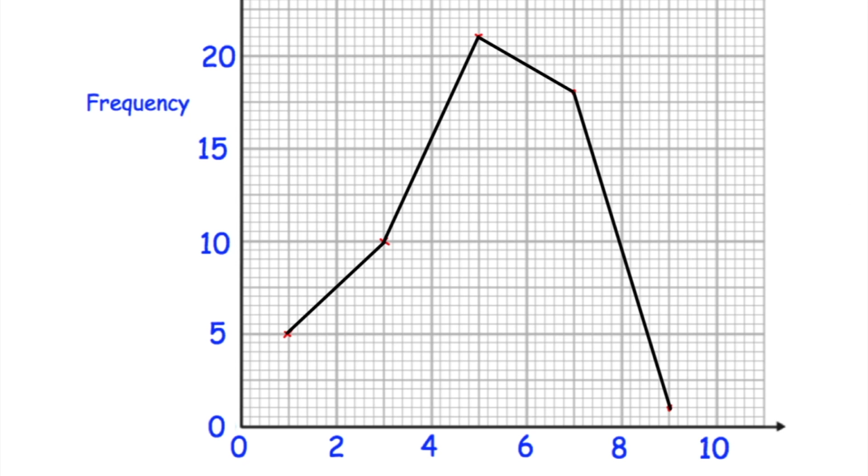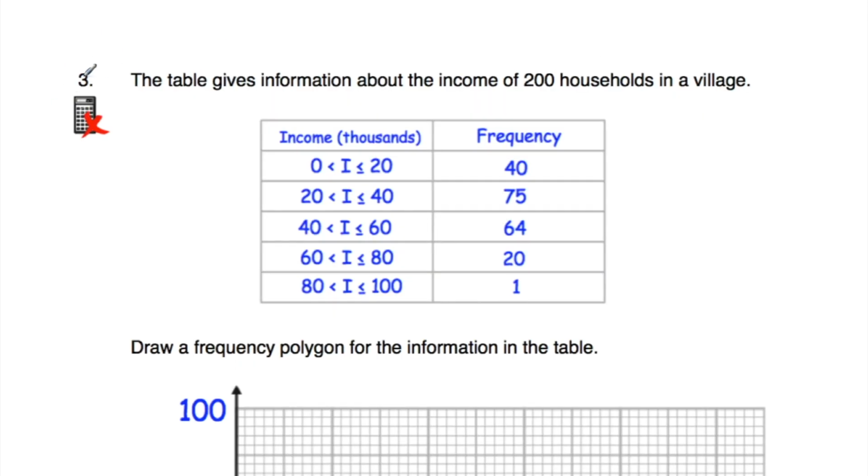Okay, let's have a look at our next question. Okay, let's have a look at question number 3. So question number 3 says the table gives information about the income of 200 households in a village. So 40 households have an income between 0 and £20,000. 75 households have an income between £20,000 and £40,000. 64 households have an income between £40,000 and £60,000. 20 households have an income of between £60,000 and £80,000, and 1 household has an income between £80,000 and £100,000. And we've been asked to draw a frequency polygon to show that information.